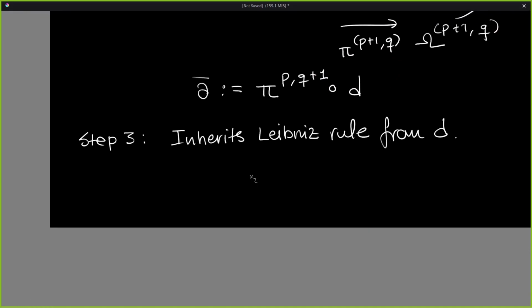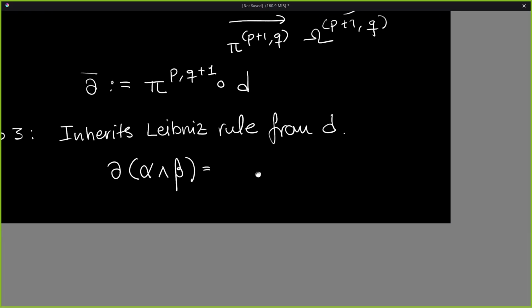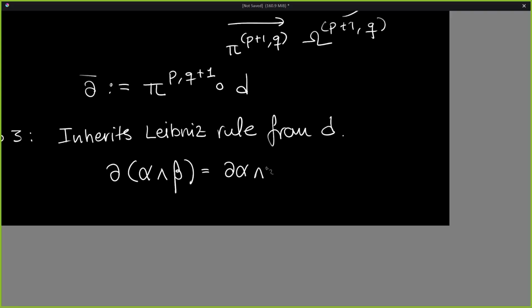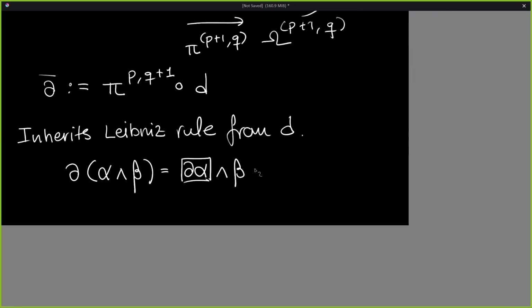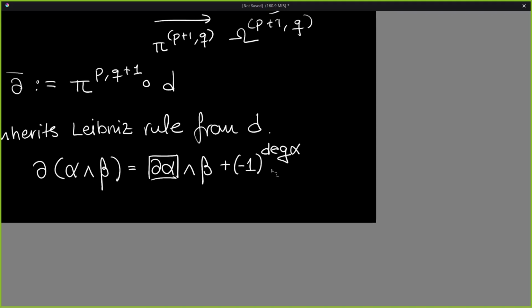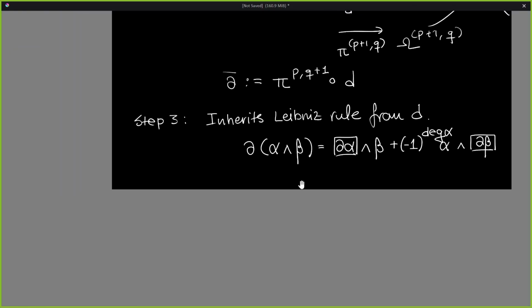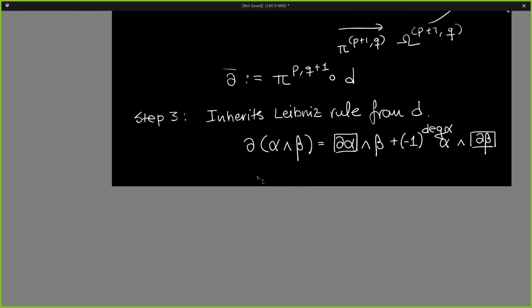So yeah, I'm going to only write the one for partial. The one for partial bar will be the same thing. Alpha wedge beta is going to be partial of alpha wedge beta plus minus 1 alpha wedge partial of beta. Literally the same thing. We're just inheriting it from the super space. So that's our Leibniz rule, and there's one for partial bar.